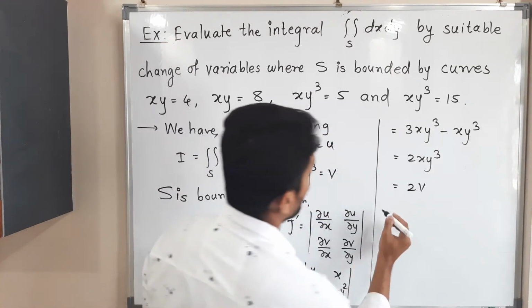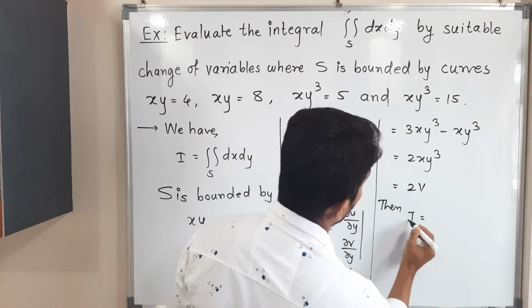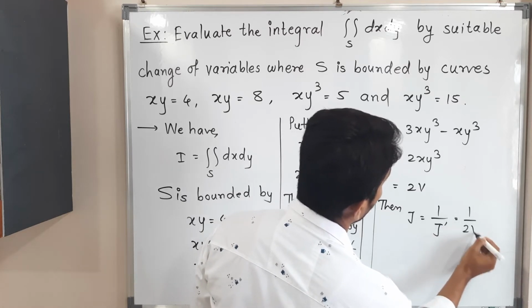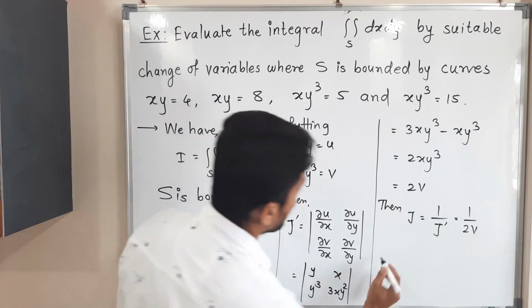Then actually we want the Jacobian whose value is 1 upon z dash. So this is 1 upon 2v we have got.